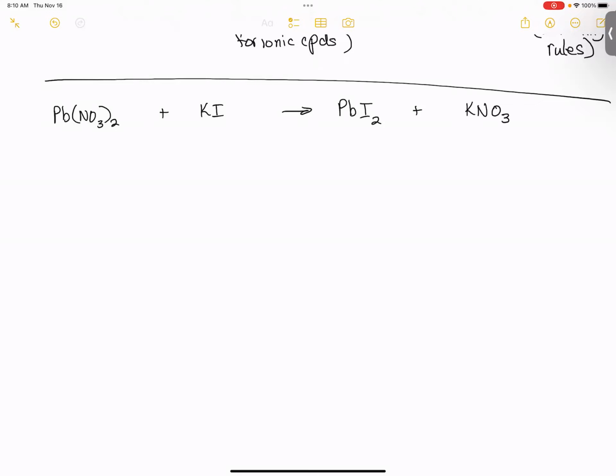As a reminder, we focused on the solubility rules because these are all ionic compounds. Rule number 1 says that if it includes a group 1 metal or ammonium, it is going to be soluble and there are no exceptions. So our potassium iodide, because it contains a group 1 metal, is a soluble ionic compound, and therefore it is aqueous. Our potassium nitrate, because it contains a group 1 metal, is also soluble, and therefore aqueous.